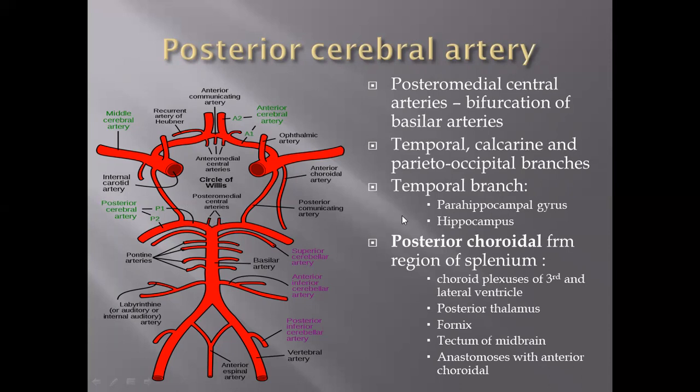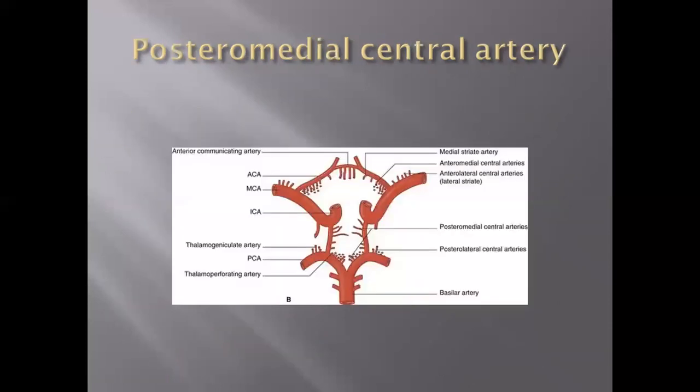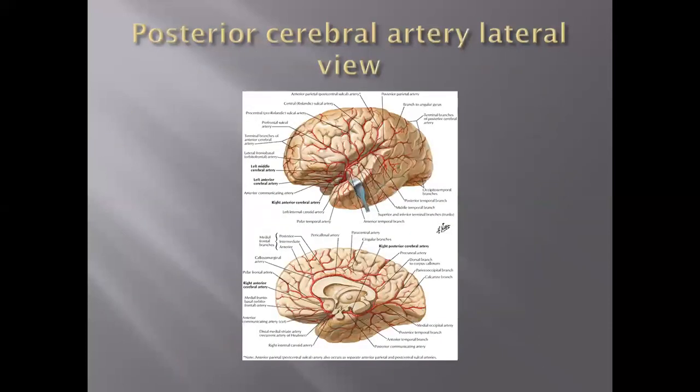Then the posterior cerebral artery will give blood supply to the temporal, the calcarine, and it will also give you the parieto-occipital branches. So this will actually be the artery that will mainly supply the visual cortex. Right. Then it also gives you the posterior choroidal artery closer to the region of the splenium, which we said will anastomose with the anterior choroidal artery, and that anastomosis is quite efficient. Right. Then that I'll skip as well as this.